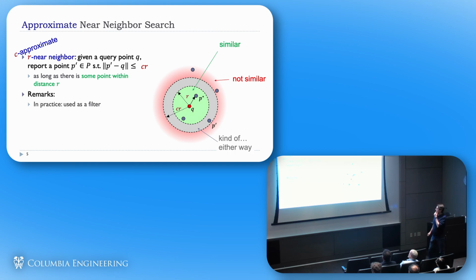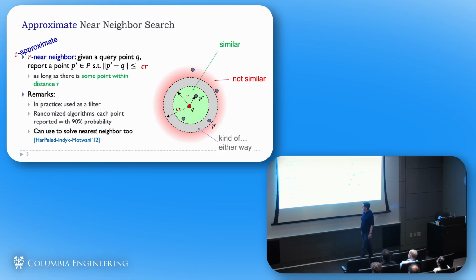In practice, even if you design this approximate algorithm, typically you want to solve exact at the end of the day, but you can use this algorithm as a filter. It will tell you what are the similar things. Maybe it will tell a few things which are kind of close to being similar, and you look over them and select the ones that you like most. Typically, these are randomized algorithms, so let's say we have some probability of success here. We won't really go too much into it.